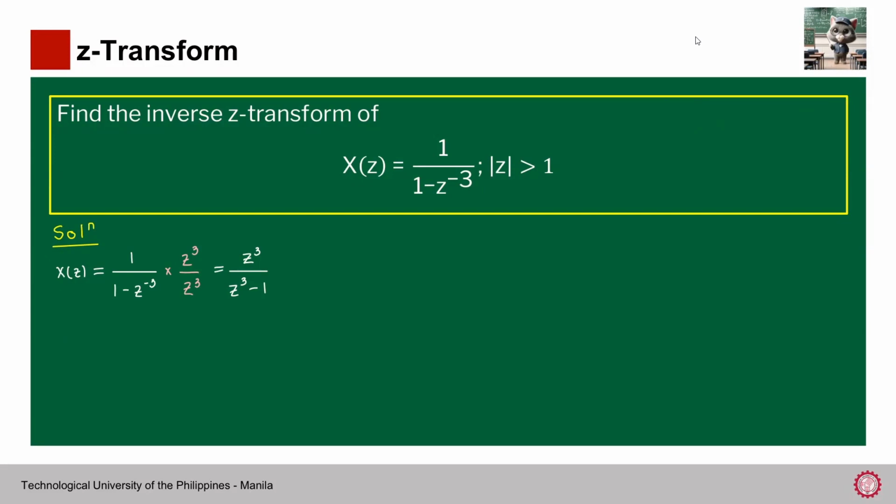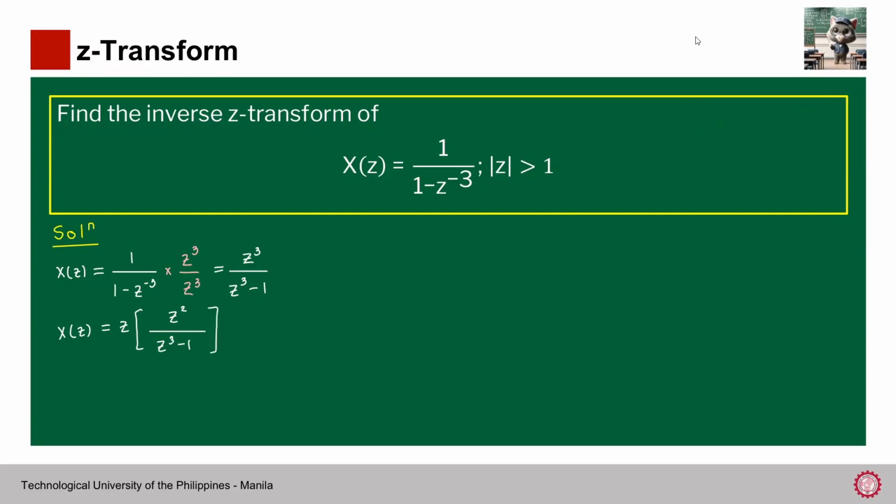Because all inverse Z, I mean all Z transform pairs, should have Z in the numerator. So usually what we do here, others I'm seeing divide by Z on the other side. You can also not do that, guys. You can just write this as Z times the quantity, something like that. And this would become Z squared all over Z cubed minus 1. So it becomes like that, guys. That is our result.